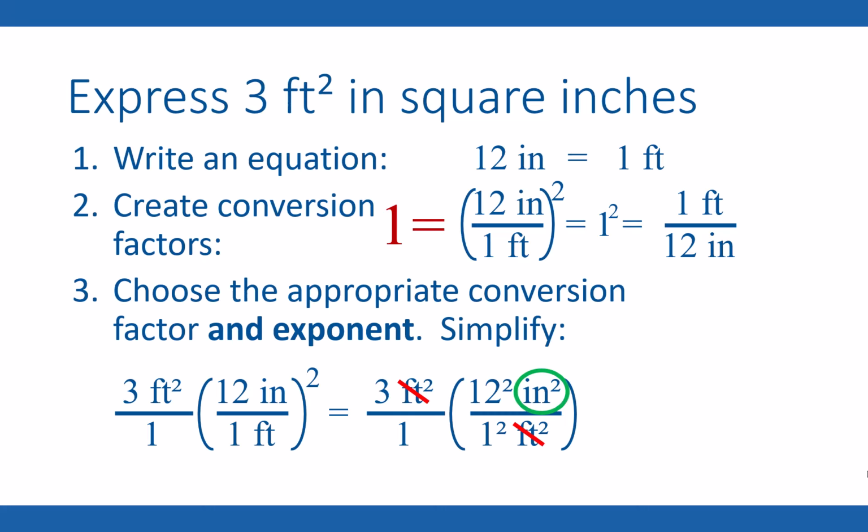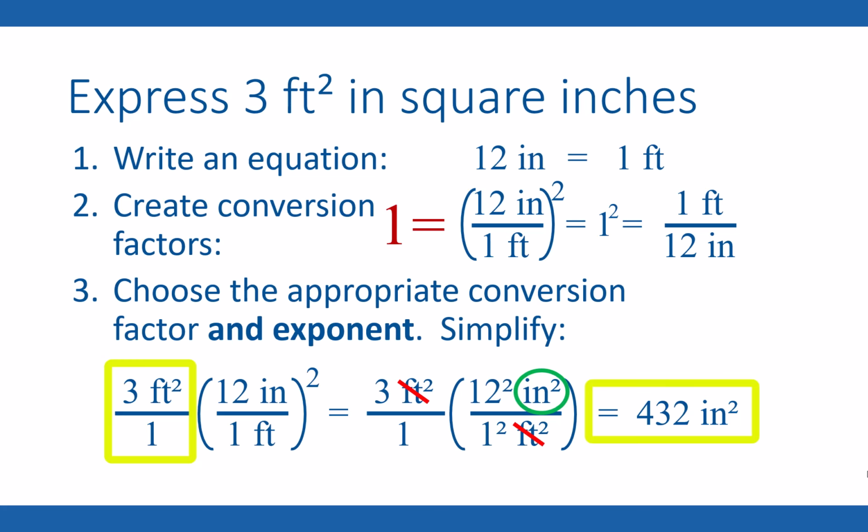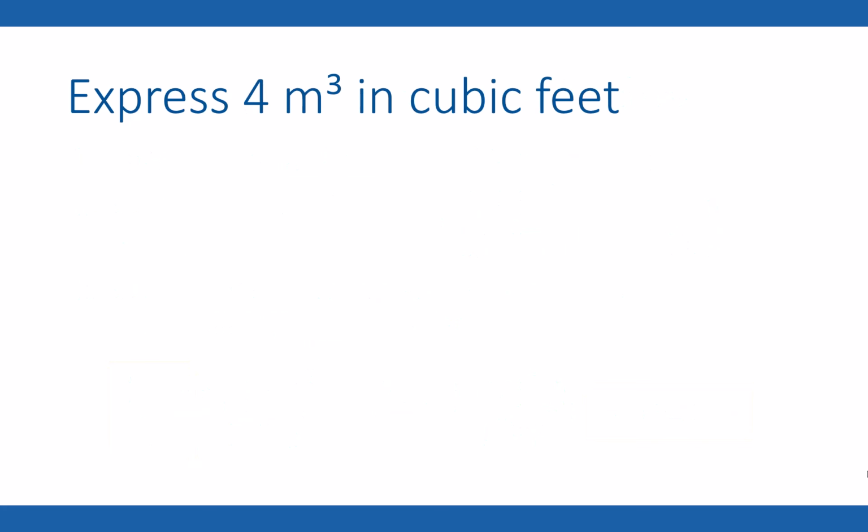When you multiply out the numbers, do not forget the square on the 12. This tells us that 3 square feet equals 432 square inches. Cubing units works the same way. We want to express a volume of 4 cubic meters in cubic feet.